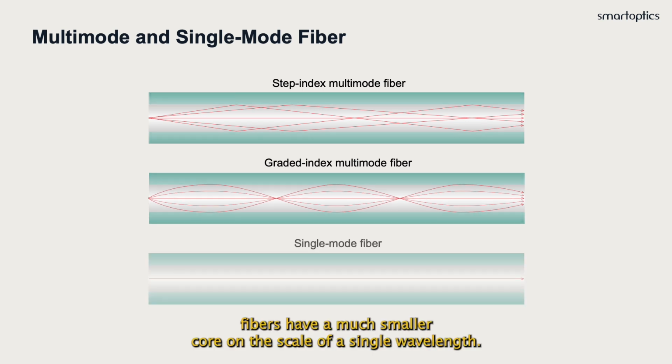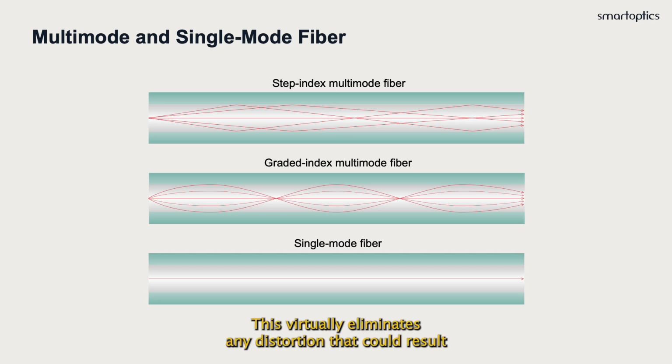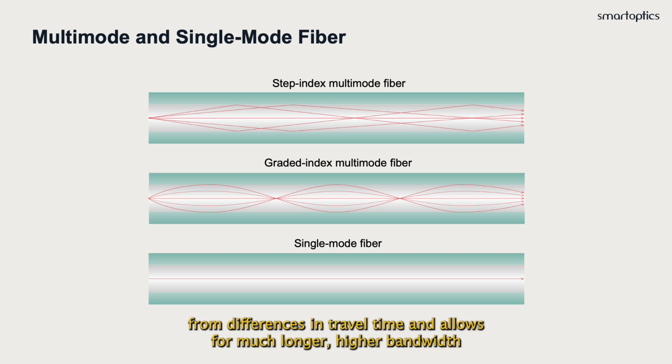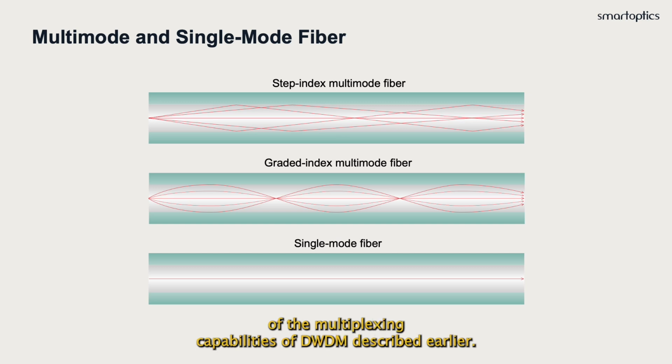Single-mode fibers have a much smaller core on the scale of a single wavelength. Light can then only travel along one path, one single mode, along the fiber. This virtually eliminates any distortion that could result from differences in travel time and allows for much longer, higher bandwidth optical links. Single-mode fiber is also required to take advantage of the multiplexing capabilities of DWDM described earlier.